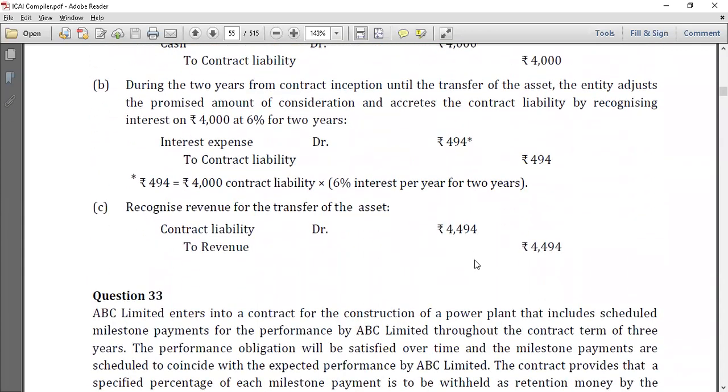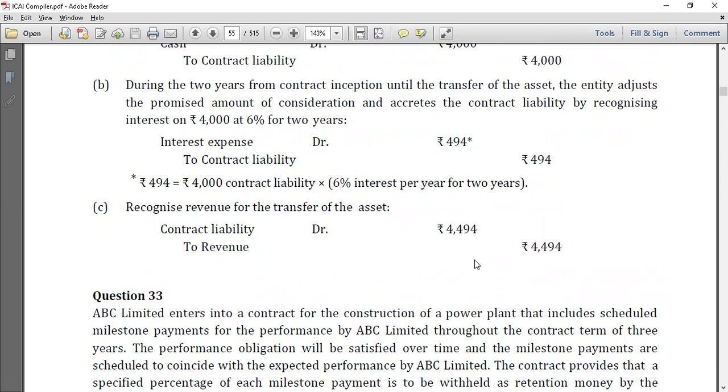And next, after 2 years, whenever you are transferring the asset to the customer, you have to adjust with the 6% rate, because this is the incremental borrowing rate. So what you'll do: 4,000 plus 6% plus 6%, for 2 years. Okay, 6% plus 6% is interest on interest. Then you'll get 4,494 minus 4,000.